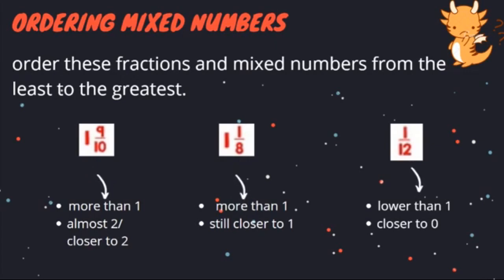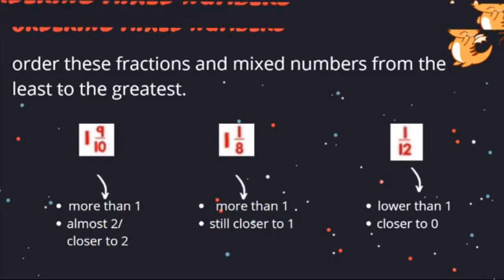As you can see, we can say that 1/12 is smaller than 1 because it doesn't have a whole number yet. It is also closer to 0. For fraction 1 9/10, we can say that this fraction is already more than 1 and closer to 2. For fraction 1 1/8, we can say that this fraction is also more than 1, but it is smaller than 1 9/10. It is still closer to 1.